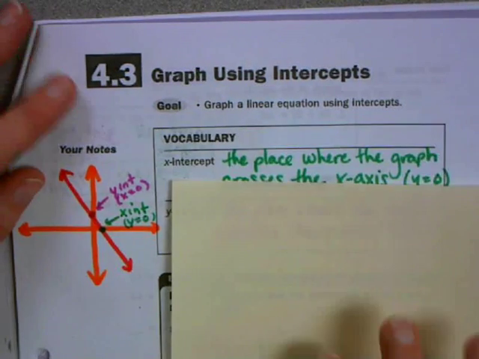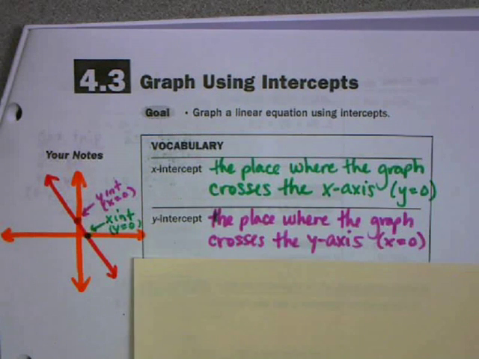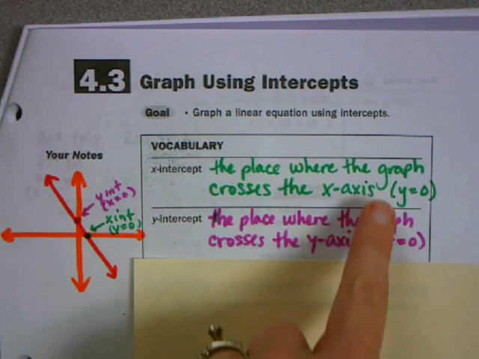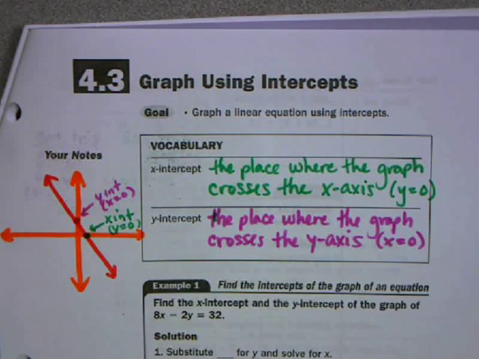So to fill in our definitions here, the x-intercept is the place where the graph crosses the x-axis, which is y equals 0. You always know y is 0 if you're on the x-axis. And the y-intercept is the place where the graph crosses the y-axis, and x is always 0 in that spot. Now remember, you can always pause the video if I'm going too fast for you. We're going to move down to example 1, which is finding the intercepts. And we're going to use this y is 0 and x is 0 to help us do this.